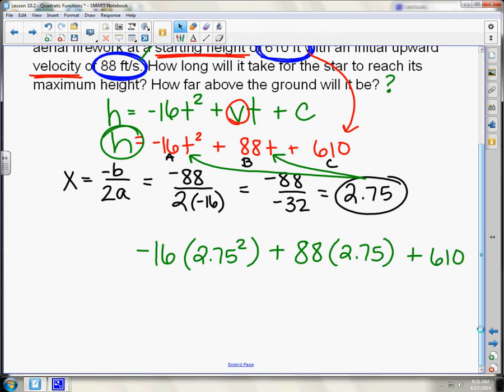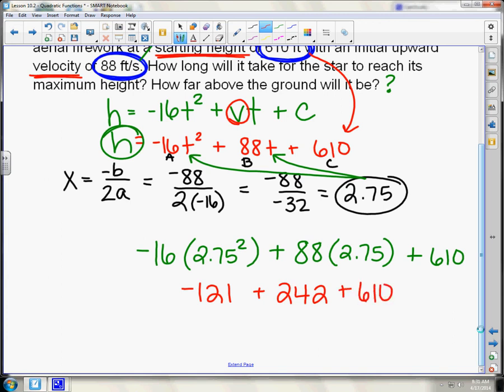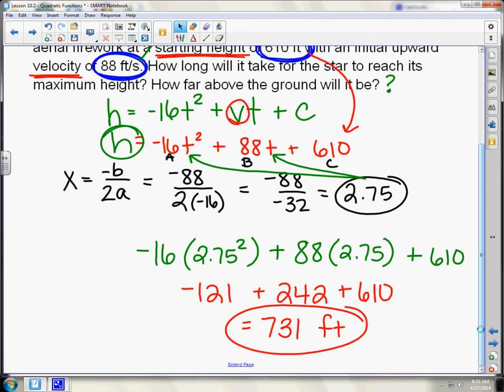So whenever you're doing these, the first step is to find your axis of symmetry, which is your 2.75. Now I have 2.75 squared times negative 16, and that is negative 121. Plus 88 times 2.75, which is 242, plus 610. And that equals 731 feet above the ground. So that firework will go 731 feet above the ground.